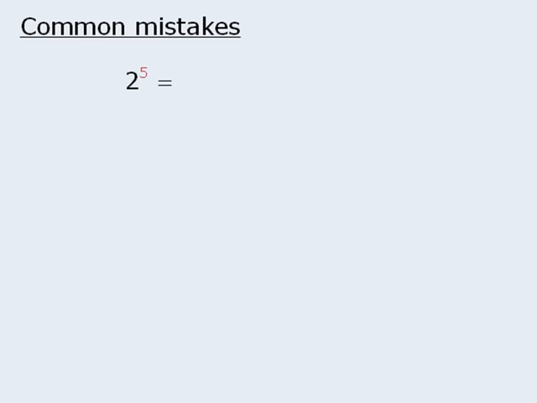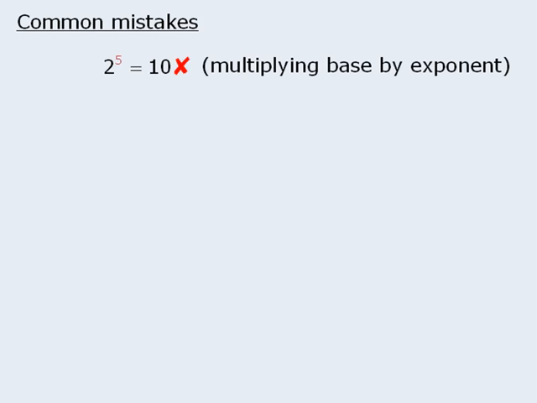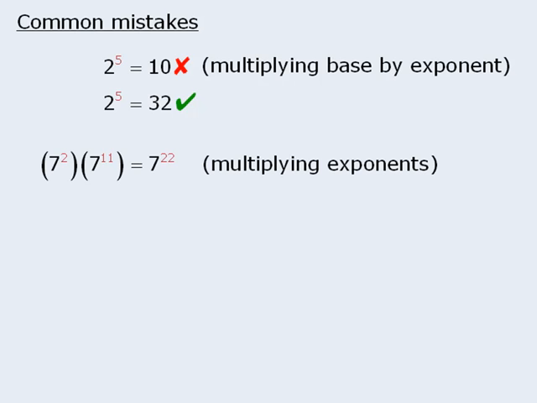Now, the first mistake is to evaluate a power by multiplying the base by the exponent. The correct way to evaluate this power is to take our 2 and multiply it by itself 5 times to get 32. Now, another common mistake is to multiply the exponents when finding the product of two powers. When multiplying powers, the product law tells us to add the exponents.